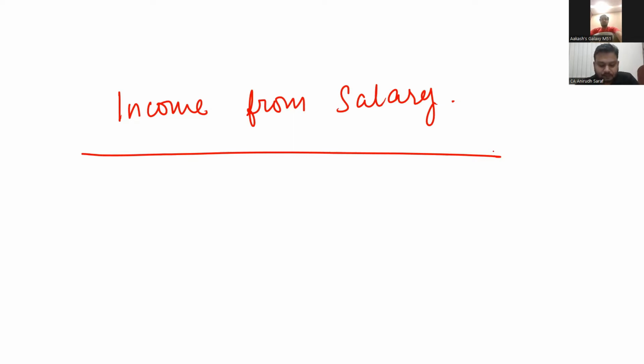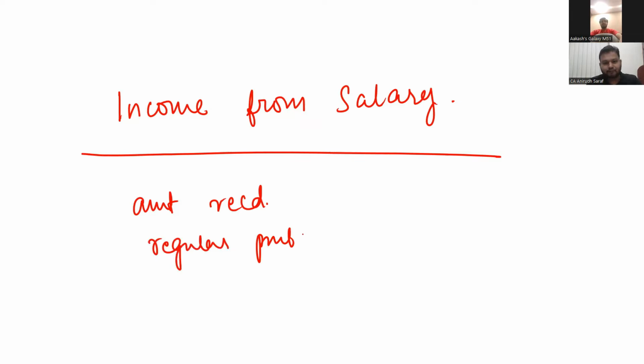Sir, salary means it is payment paid on a monthly basis. It is a regular payment on a monthly or yearly basis. So you're saying it's an amount received. A fixed amount of money paid regularly for the work done, sir. And it's a regular payment.